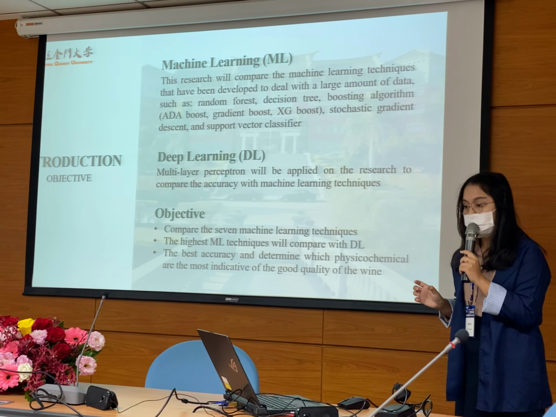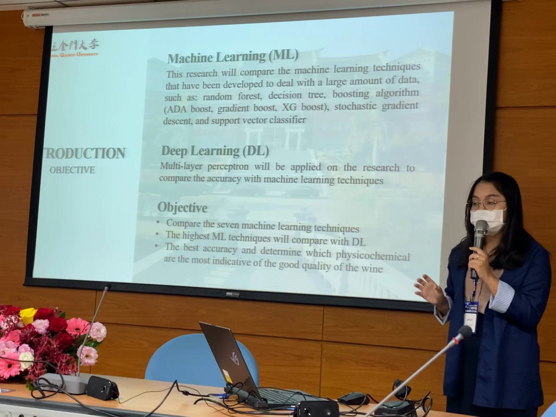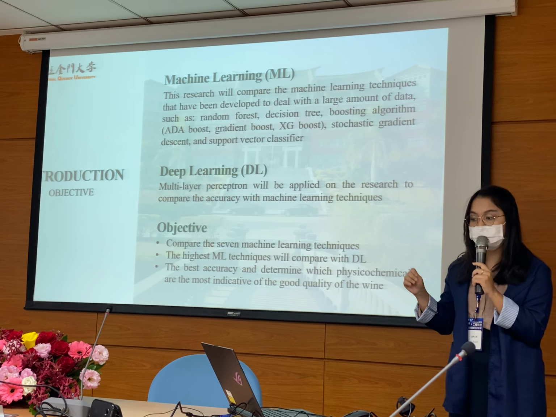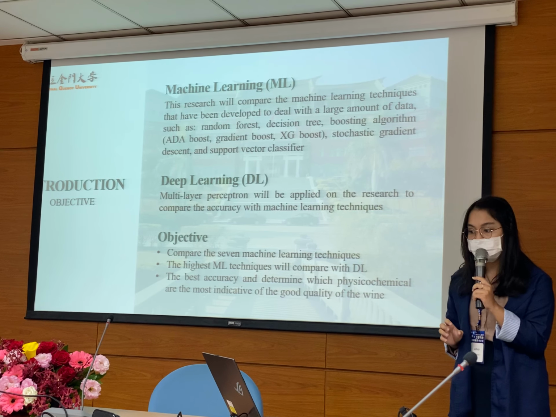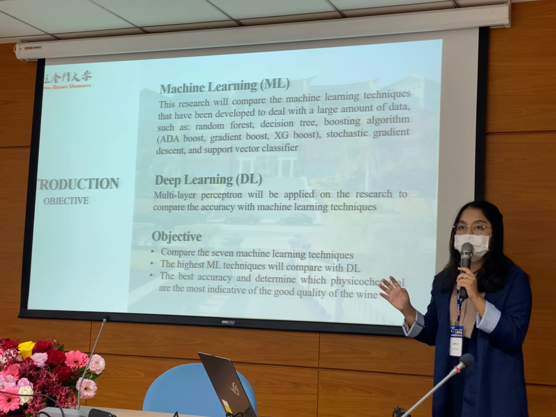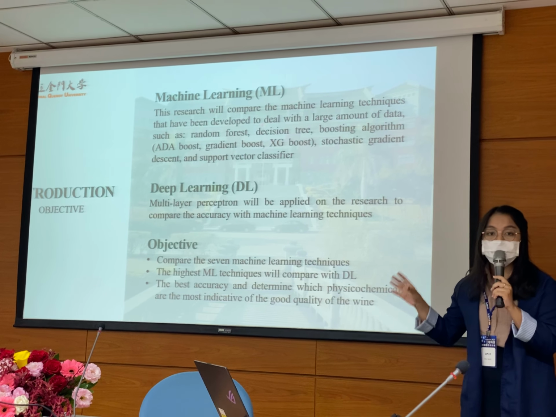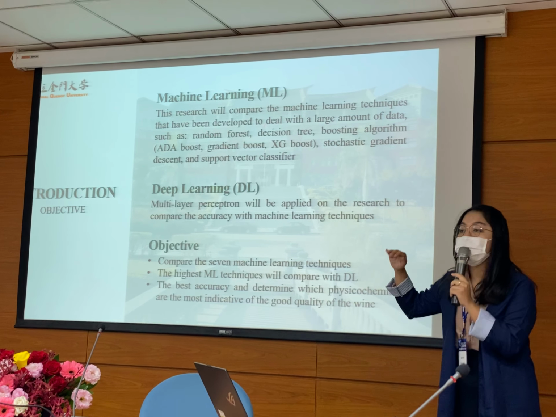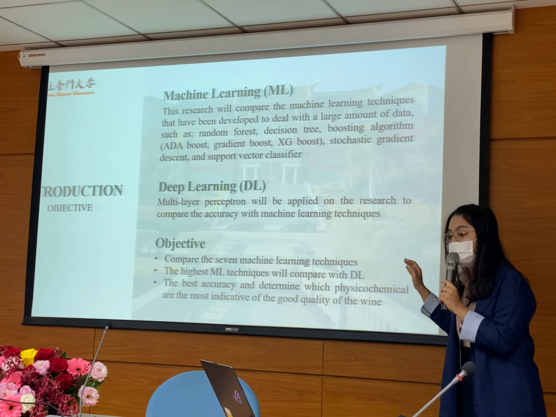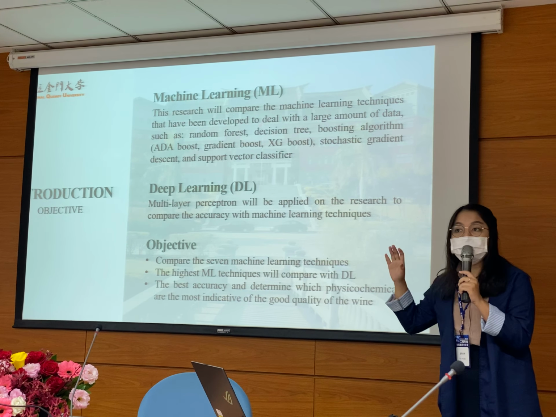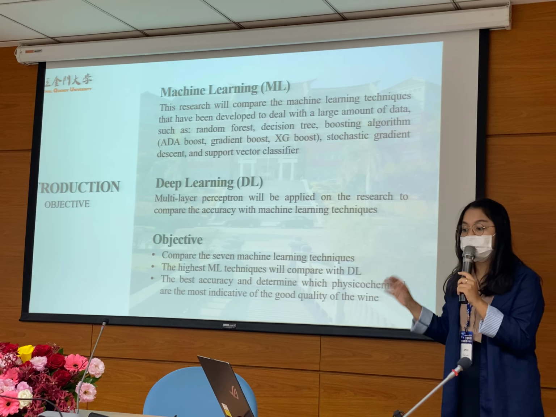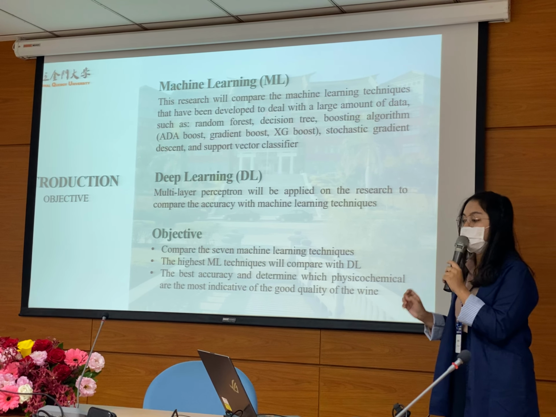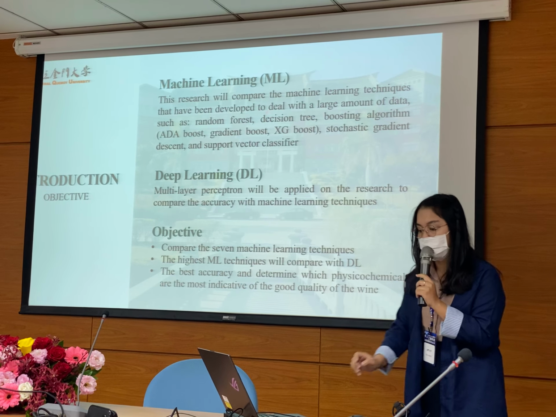The next objective is to compare the highest-performing machine learning technique with deep learning. For deep learning, I would like to focus on the multi-layer perceptron, which will be applied in the research to compare the accuracy with the machine learning techniques. So basically the objective is to compare the seven machine learning techniques, and then the highest one will be compared with the deep learning using the multi-layer perceptron, and the best accuracy will determine which physicochemical features are the most indicative of good wine quality.